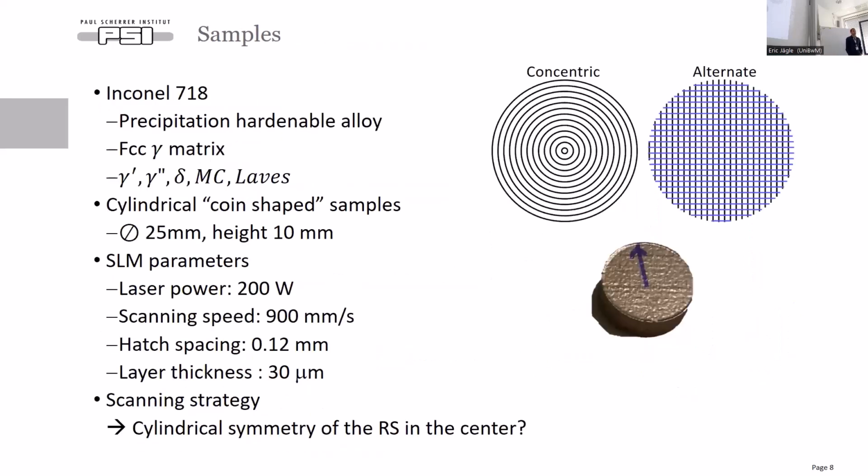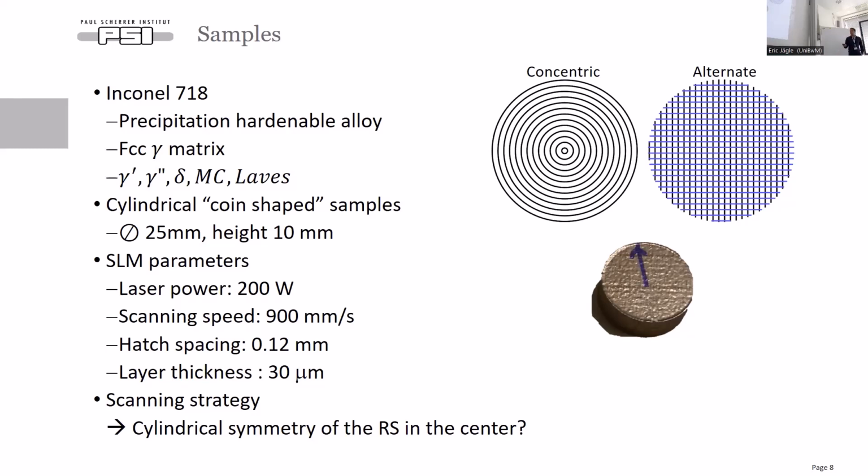We used Ni Alloy 718 for our study, which is a precipitation-hardenable alloy. Our alloy contains gamma double prime precipitates, no gamma primes, and we were also able to observe with the synchrotron the delta phase, or carbides, or Laves phase.